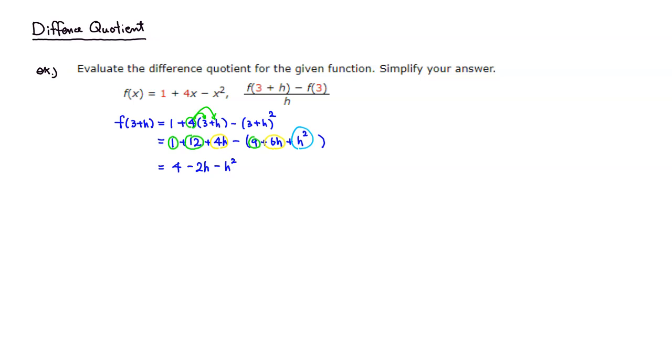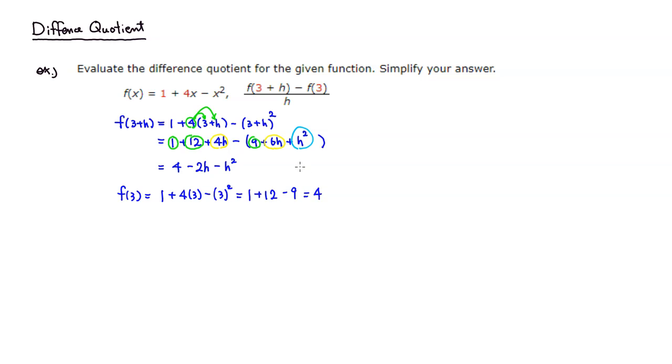Let's find, so we're going to need f of 3 as well. So we're going to put f of 3. This time we're going to replace x by 3. So you have 1 plus 4 times 3 minus 3 squared. Which is going to be, let's see, 1 plus 4 times 3 is 12 minus 9. So you have 13 minus 9, so it's going to be 4.